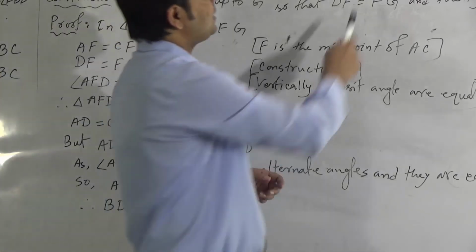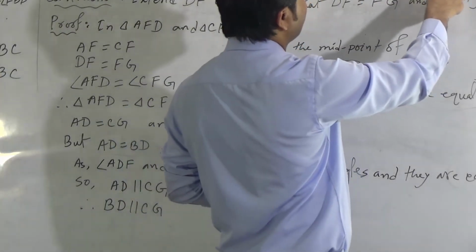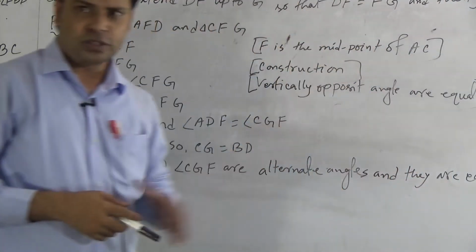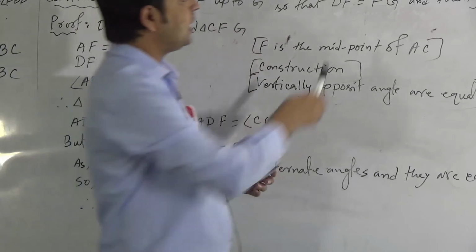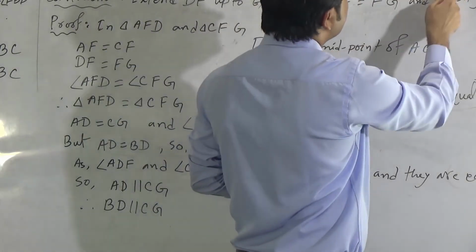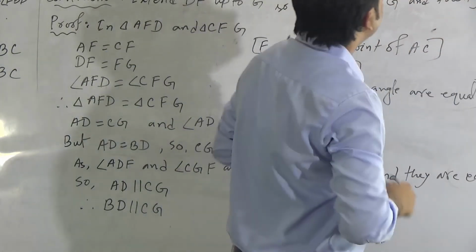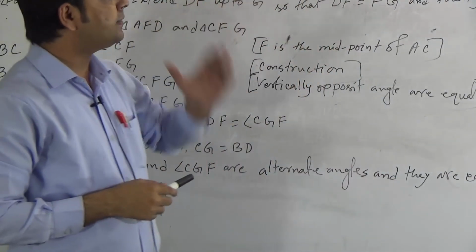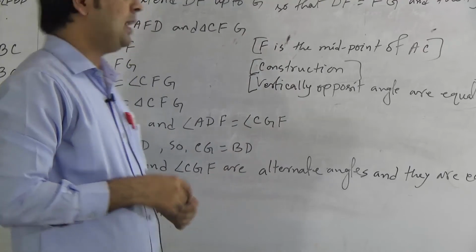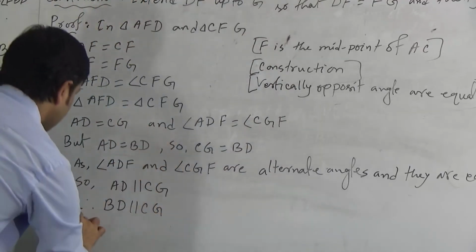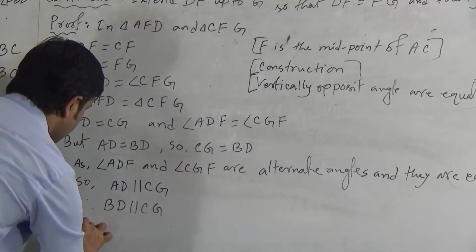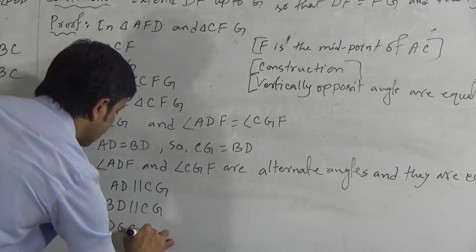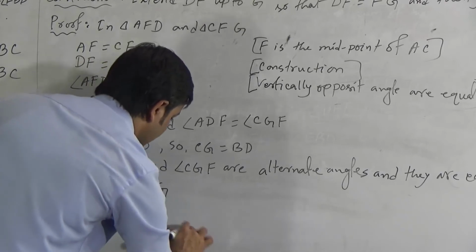We have proved that BD is equal to CG and BD is parallel to CG. Dear students, it means that opposite sides of quadrilateral BDGC are parallel and equal. So BDGC is a parallelogram.